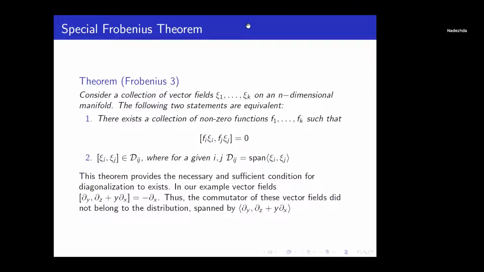These two conditions should be for any i, j, or for some? All the pairs. Okay, thank you.